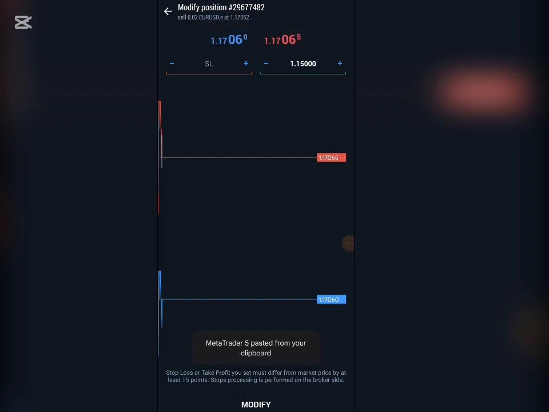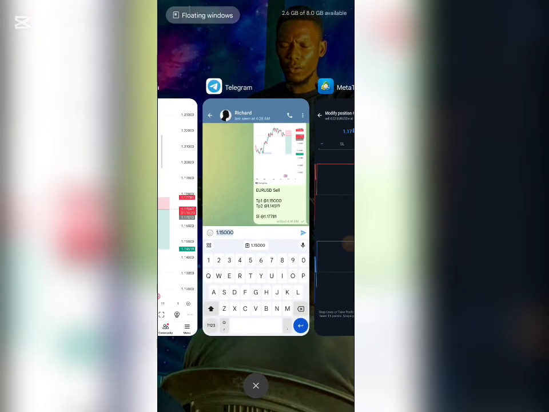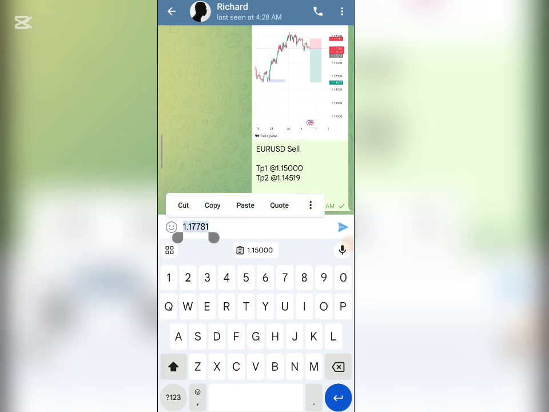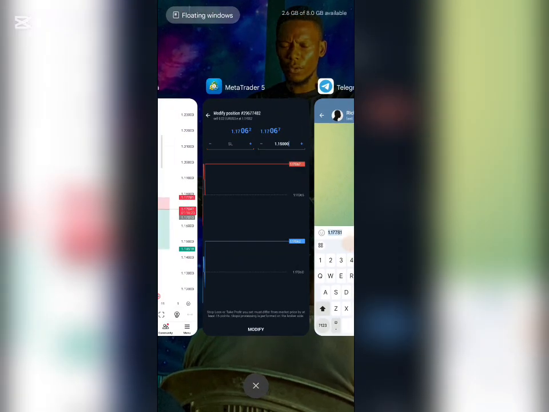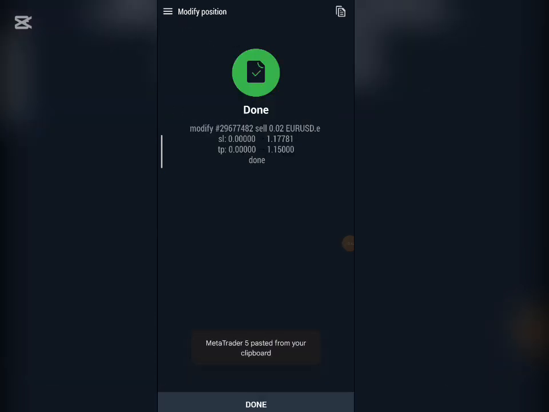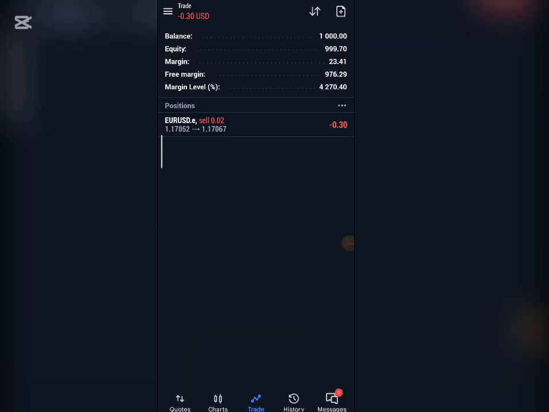Then I'm going to modify, and then copy SL, 1.17781. That is the stop loss. That is the SL. So I'm going to copy this one also, then paste it under SL, then click on modify. You see, so I have edited the trade.